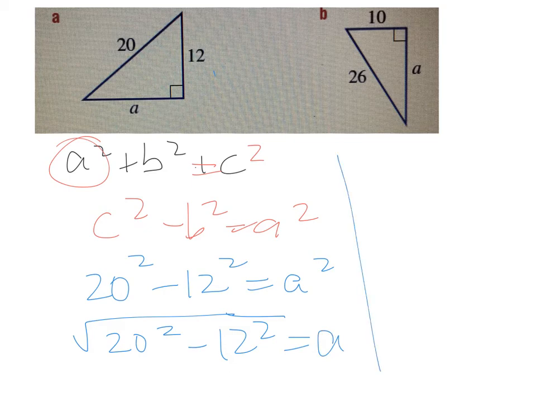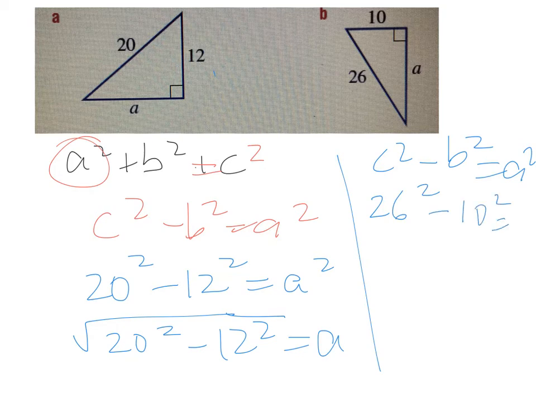Likewise, over here, c squared minus b squared equals a squared. So 26 squared minus 10 squared equals a squared. So we'll take the square root. 26 squared minus 10 squared will equal a. Now you can put both of those into a calculator and solve for a, and that's all that we need to do.